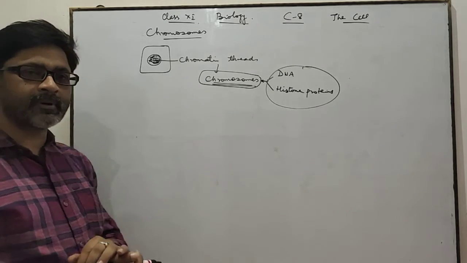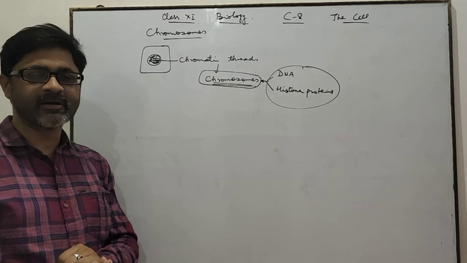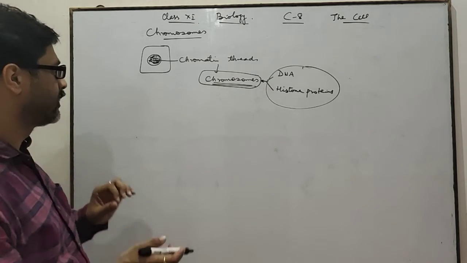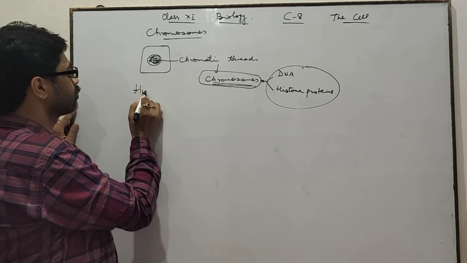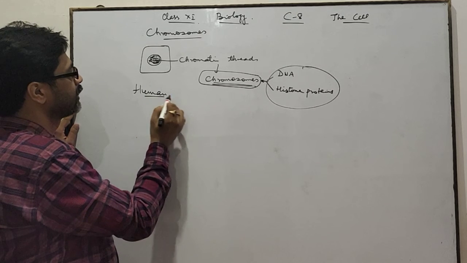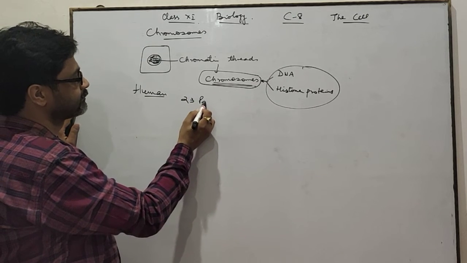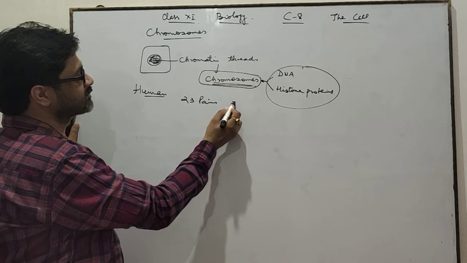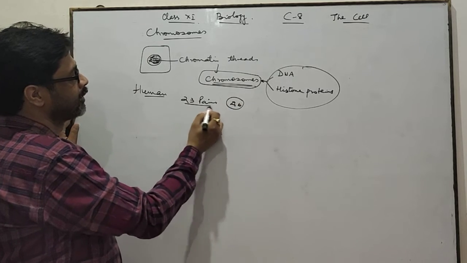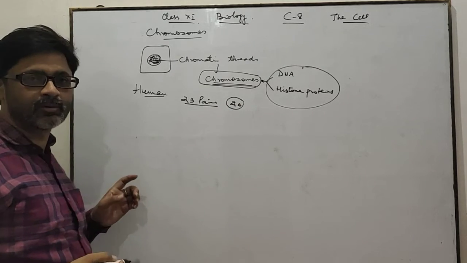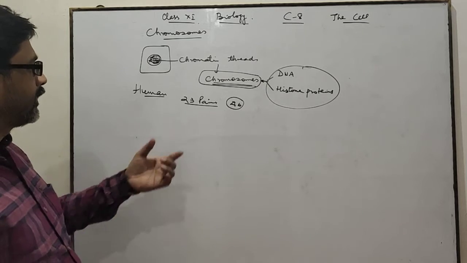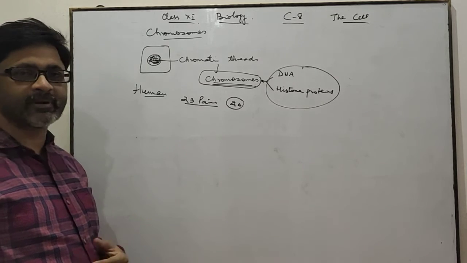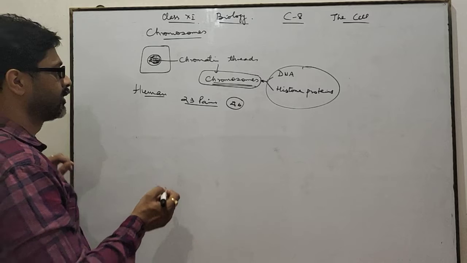The chromosome number in all organisms is fixed. Like in human beings, the chromosomes are 23 pairs, or you can say 46. Always chromosomes are found in pairs. In human beings, 23 pairs of chromosomes are found.